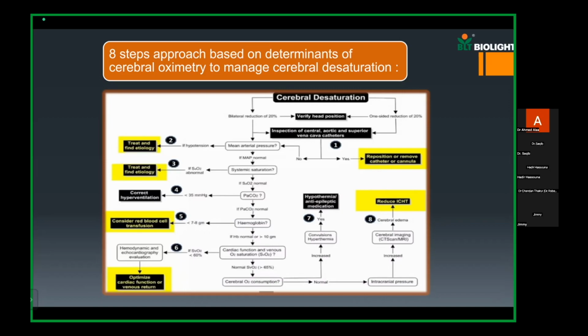And if cerebral oxygen consumption is normal, it is increased in cases of hypothermia, hyperthermia or convulsion. So we treat the cause with hypothermic measures or anti-epileptic medication. Last step, we check if there is a sustained increase in intracranial pressure. So there is cerebral imaging, CT or MRI, to reduce brain tension.